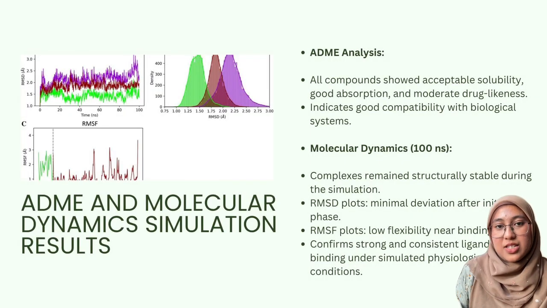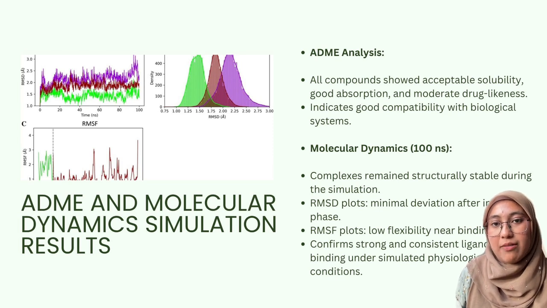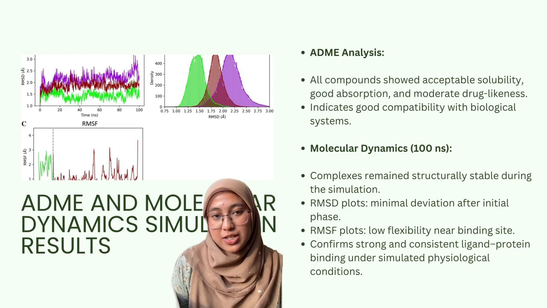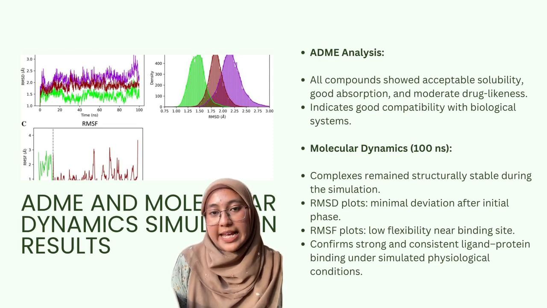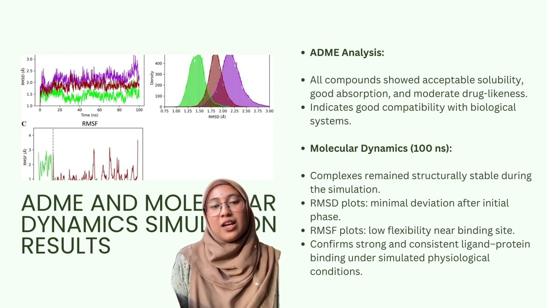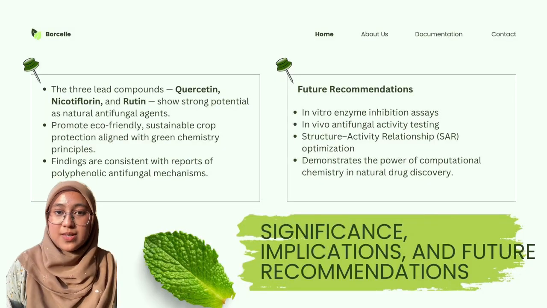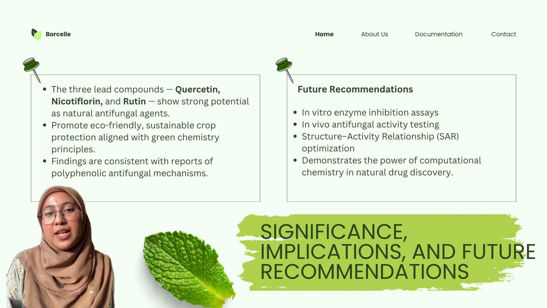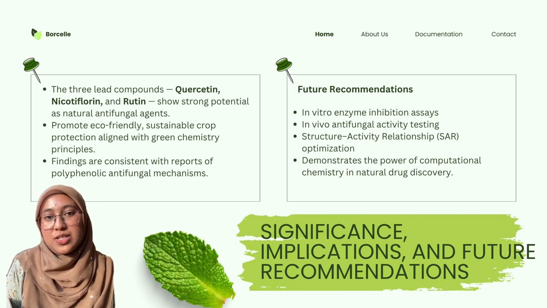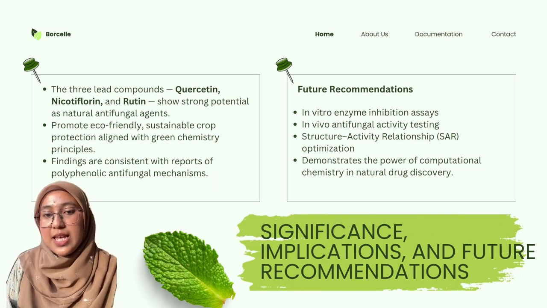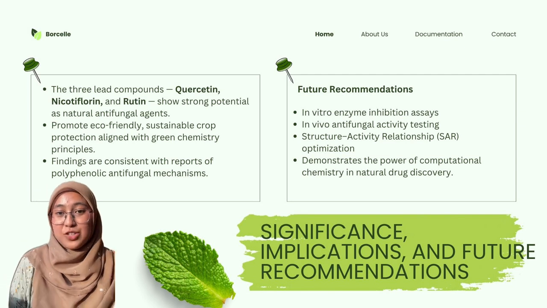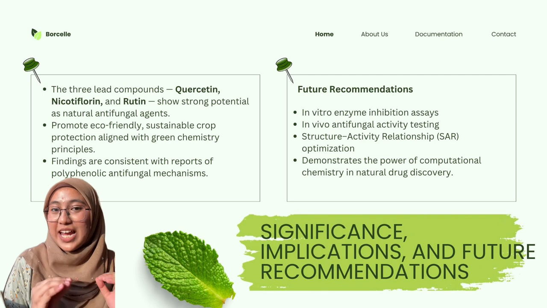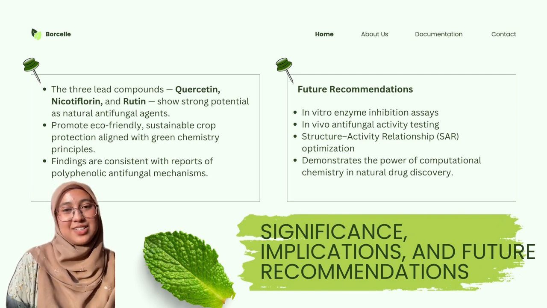The ADME analysis further supported the potential of these compounds as natural drug candidates. The RMSD plot revealed only minor fluctuation, while RMSF values indicate that the active site residues were highly stable. This result suggests that quercetin, nicotinamide, and rutin are promising natural antifungal agents that can potentially inhibit Pythium aphanidermatum and reduce ginger soft rot disease. The findings align with the global effort toward green chemistry and sustainable agriculture, showing that computational chemistry can be a powerful tool for eco-friendly drug discovery.